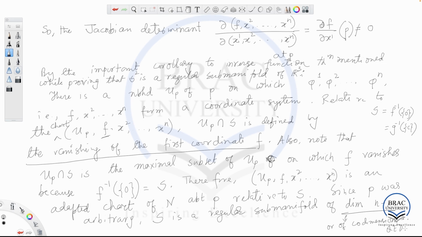Good. I think I'll take a break here, and in the third segment, we'll return and state and prove the regular level set theorem.